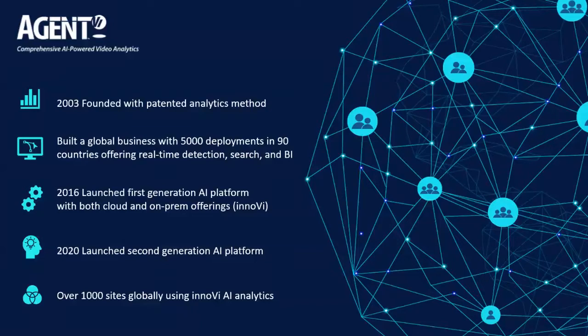So after our founding, we launched a product. We were very successful with it, and over our first 10 years, we built a global business with over 5,000 deployments in 90 different countries, primarily based around real-time detection, search, and business intelligence. That was a good product for us. And it took us through 2013, but by 2014, we began realizing that we were starting to hit some of the limitations of just what we could do with that current technology.